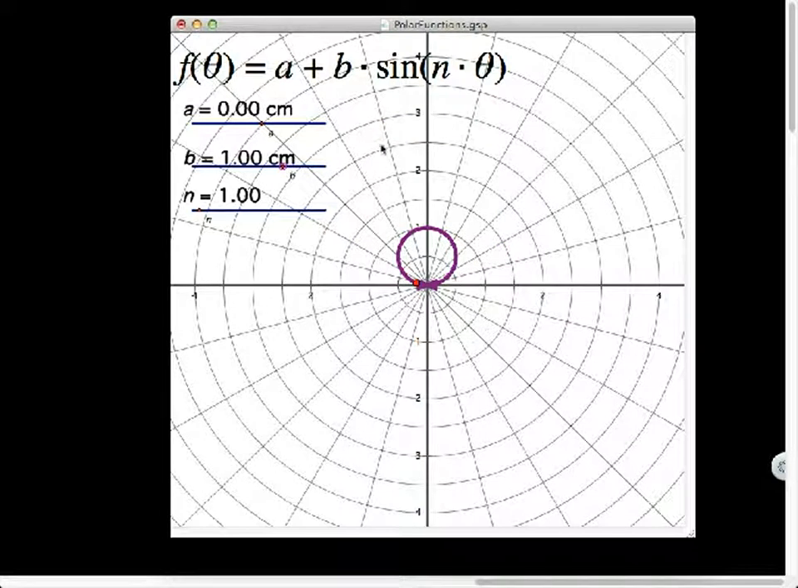So let's have B equal to 1. Let's change what A is. Okay, so there's A equals 1. This is actually called a cardioid. Kind of looks like a butt, but if it was upside down, it would be like a heart. So it's called a cardioid, literally from cardiac, heart shape. Think that sort of concept.